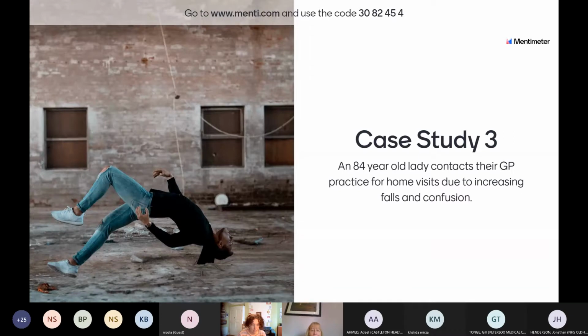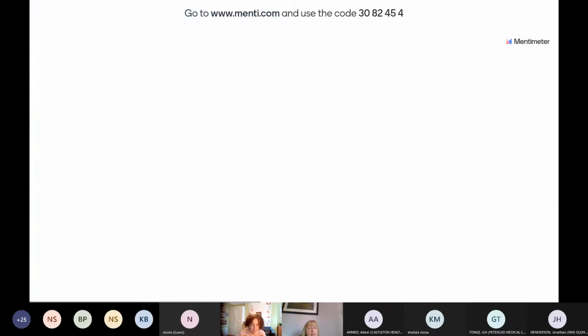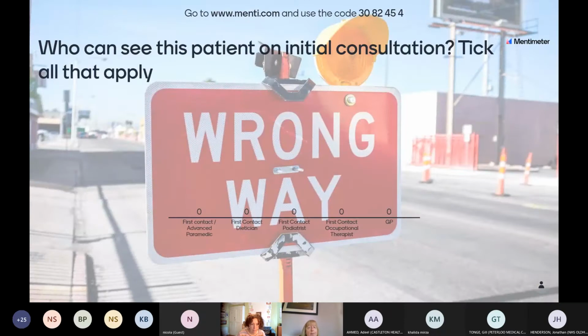Okay, so this picture is clearly not of an 84-year-old, but you know, adds some amusement. So we have here an 84-year-old lady. She contacts the GP by phone. She has a new onset of increasing confusion. She keeps falling over and is not really fit to come to the GP practice. Who do you think might see this patient as a first contact role in their house? Please tick all that apply.